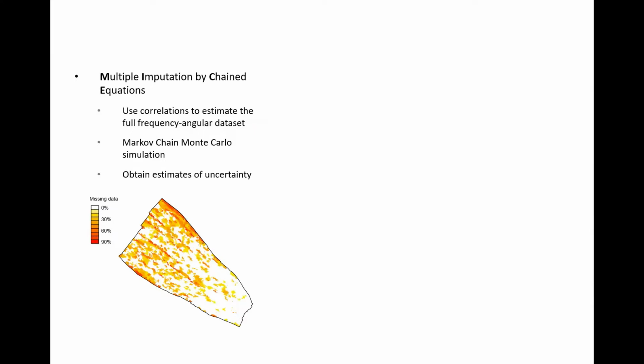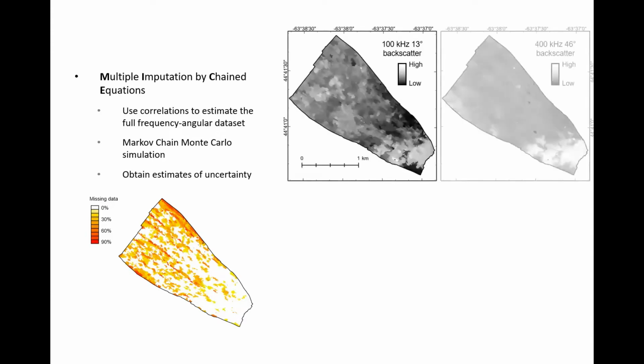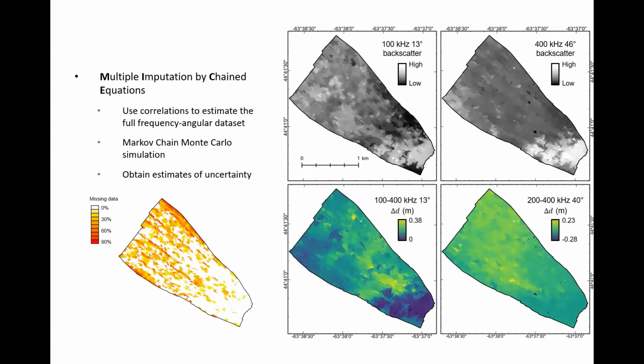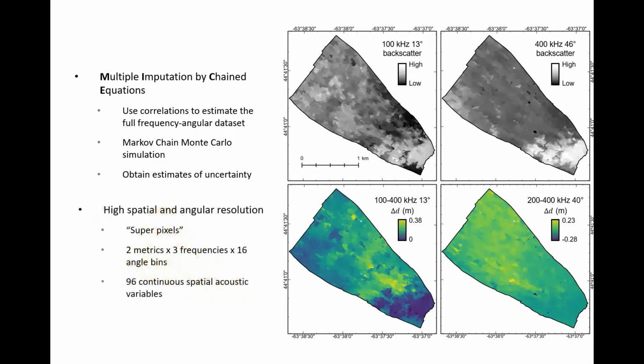I won't get into the details right now, but using some Markov chain Monte Carlo methods, we can actually simulate what the missing values might be based on those correlations that I just showed with the plots, and get estimates for each angle, each frequency, and each backscatter and depth penetration value across the entire data set. So quite a rich amount of information. And again, we have this high spatial and acoustic resolution, which is what we're really after. It's kind of like the superpixel idea, if you're familiar with that.